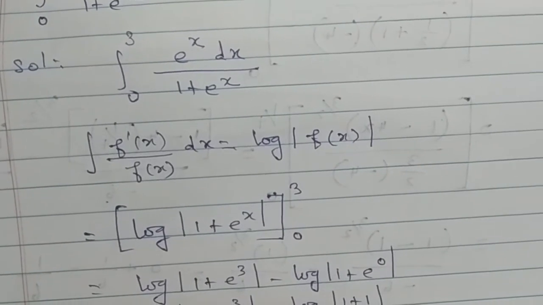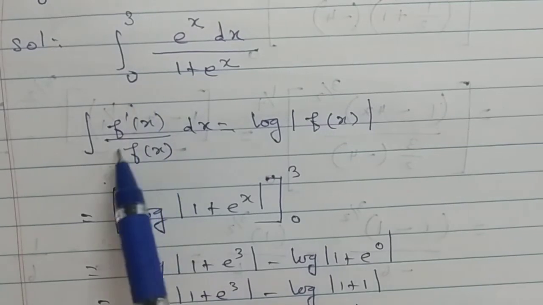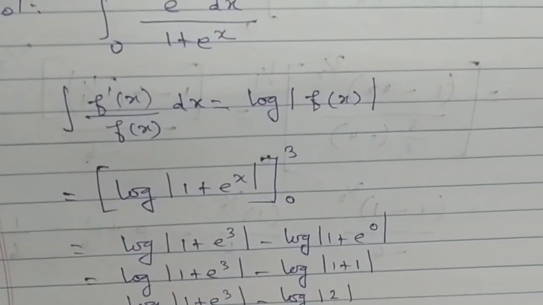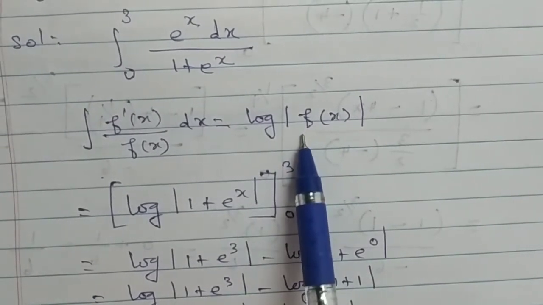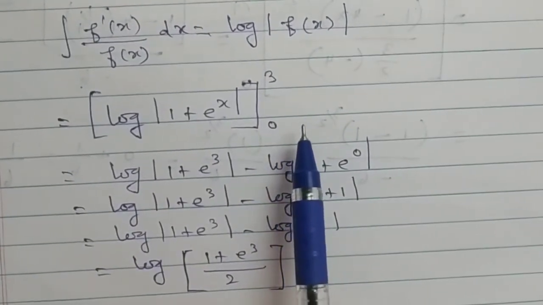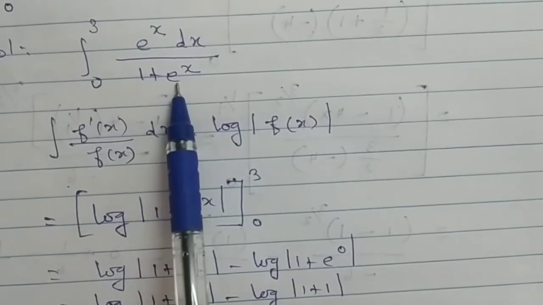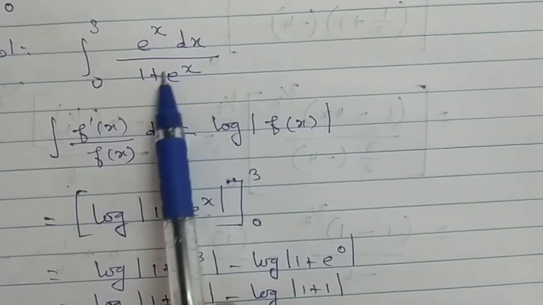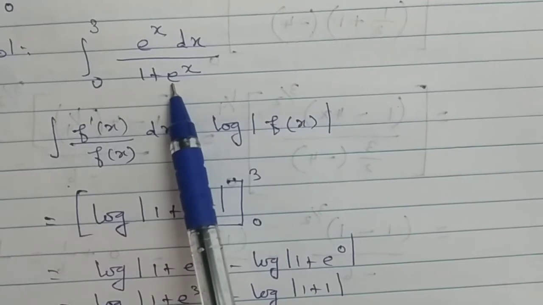The integral of f dash of x divided by f of x dx equals log modulus of f of x. So what is the function here? The denominator 1 plus e power x is f of x. The derivative of 1 is 0, and the derivative of e power x is e power x only.